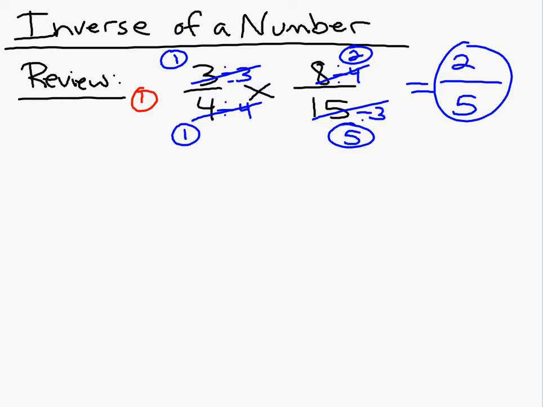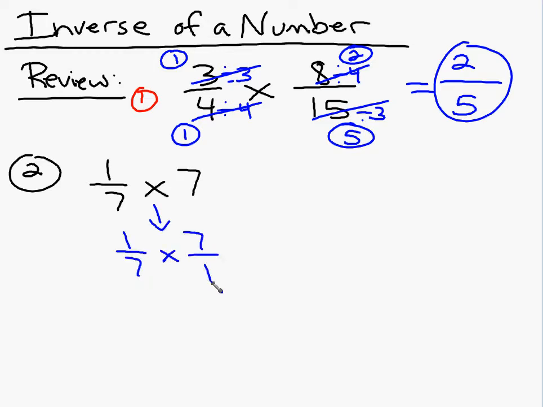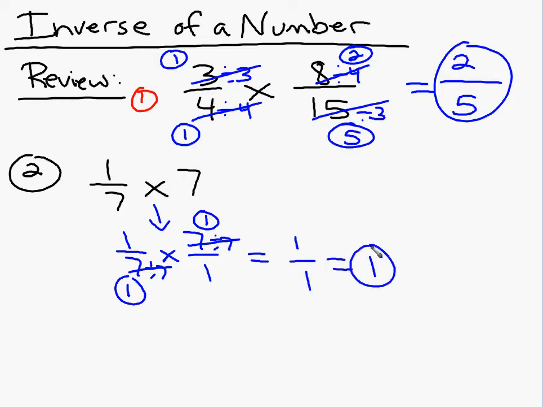The next one is this one. 1/7 times 7. Well, we learned when we were multiplying fractions that if I'm multiplying a fraction by a whole number, I need to rewrite this as 1/7 times 7 over 1. So now I can do my factoring just like I did on the first example. 7 divided by 7 is 1. 7 divided by 7 is 1. And if I multiply across, 1 times 1 is 1, 1 times 1 is 1, I get 1.